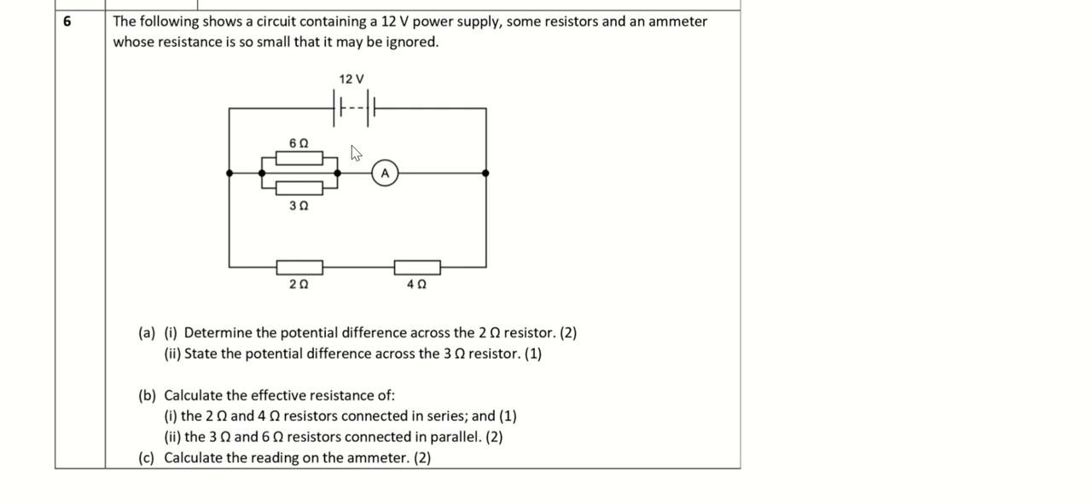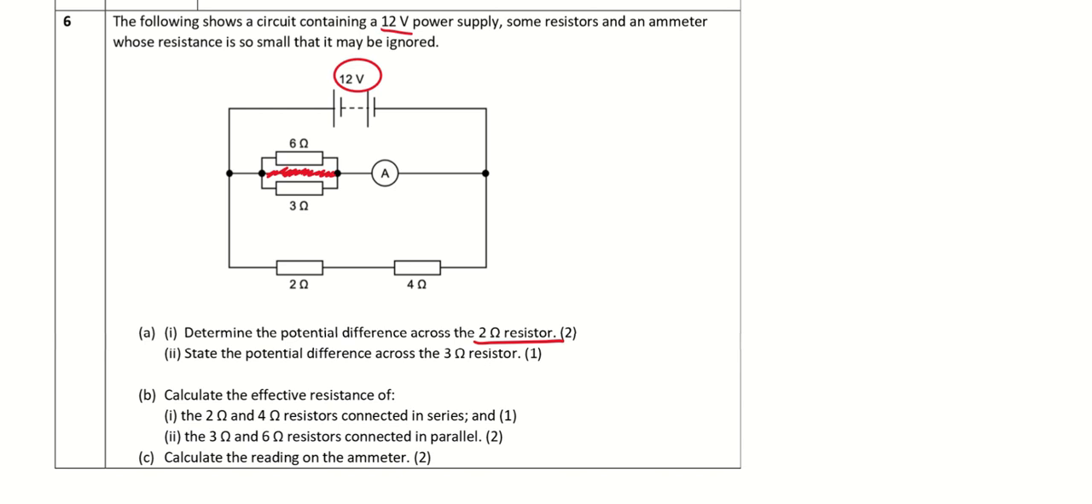The question says that the following shows a circuit containing a 12-volt power supply, some resistors and an ammeter whose resistance is so small that it may be ignored. That's the case for most ammeters, where the resistance is very small, but voltmeter resistance is very high. Again, there's a mistake with this line here, so please ignore it. Now A1: determine the potential difference across the 2 ohm resistor.